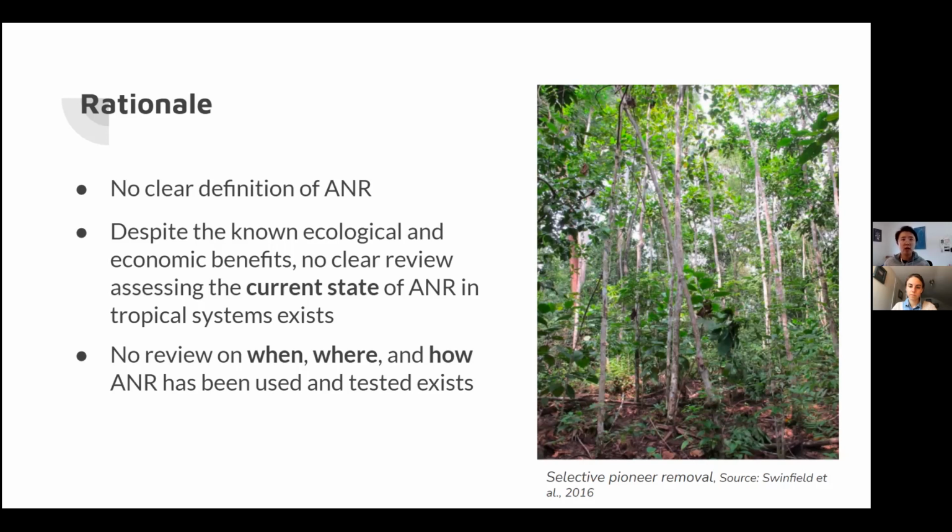Reviews have included ANR as both active and passive restoration approaches, and despite the known ecological and economic benefits of ANR as an approach, no clear review assessing the current state of ANR in tropical systems exists. Neither has there been a review of when, where, and how ANR has been used and treated and tested, and the factors that drive ANR success.